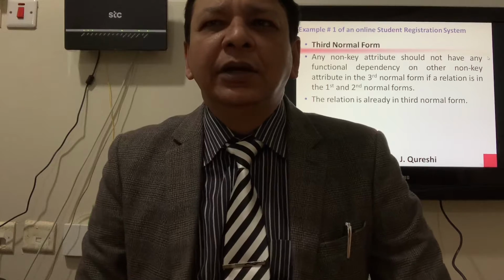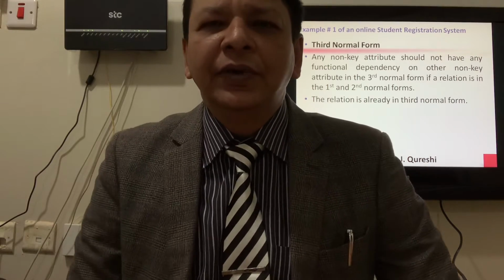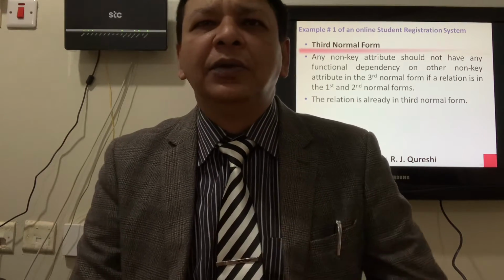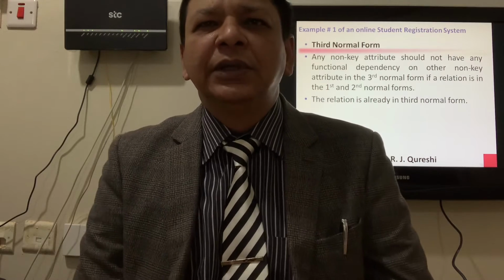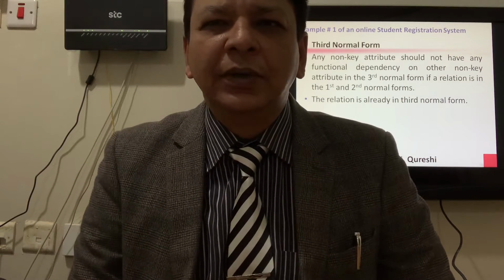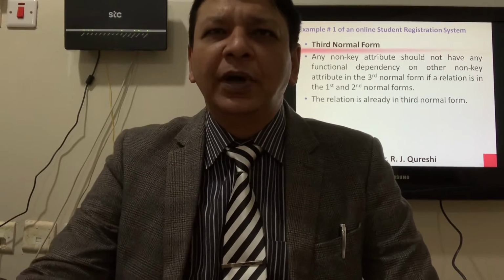Any non-key attribute should not have any functional dependency on other non-key attributes. So this relation is already in the third normal form. So we normally go up to third normal form.